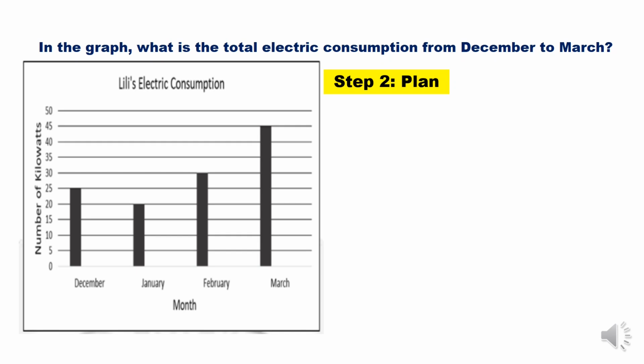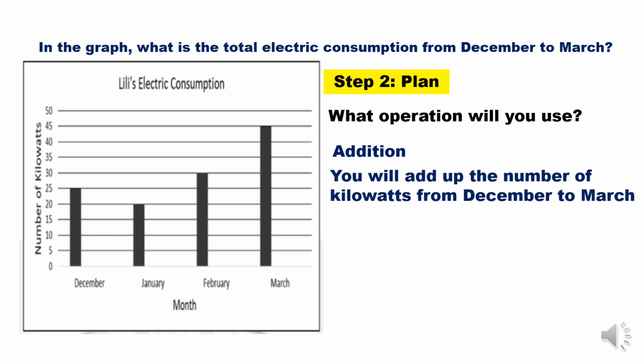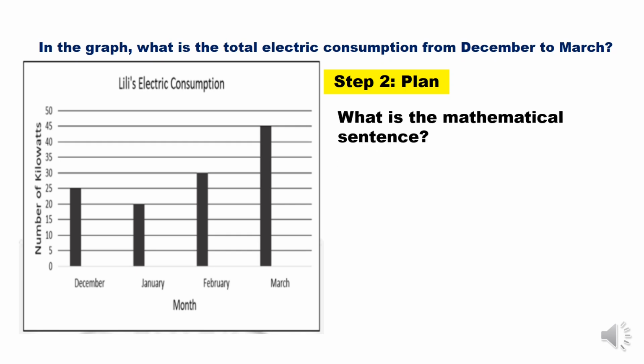Step 2. Plan. What operation will you use? Addition. You will add up the number of kilowatts from December to March. What is the mathematical sentence? 25 plus 20 plus 30 plus 45 equals n.